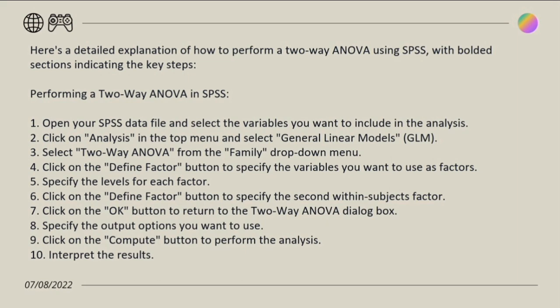Then, click on the Define Factor button to specify the second within-subject factor. Seven, click on the OK button to return to the two-way ANOVA dialog box. Eight, specify the output options you want to use. Nine, click on the Compute button to perform the analysis.